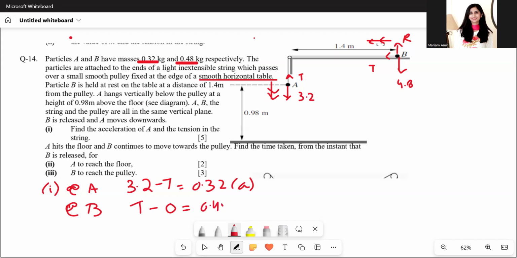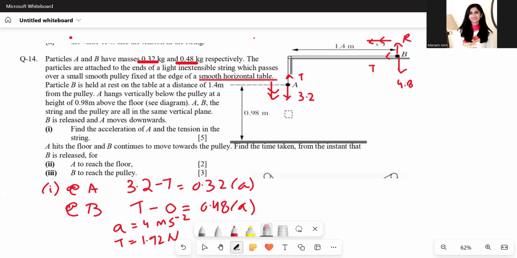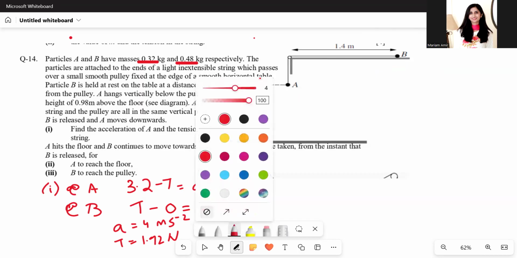times a. You solve these two simultaneous equations and get the values of a and T. This comes out to be a equals 4 and T equals 1.92 newtons. And a's unit is meters per second squared. Part 1 is done. A hits the floor and B continues to move towards the pulley. So now, after a while, A will hit the floor.